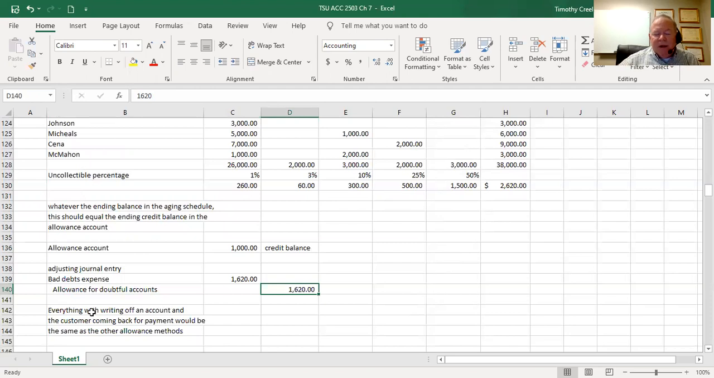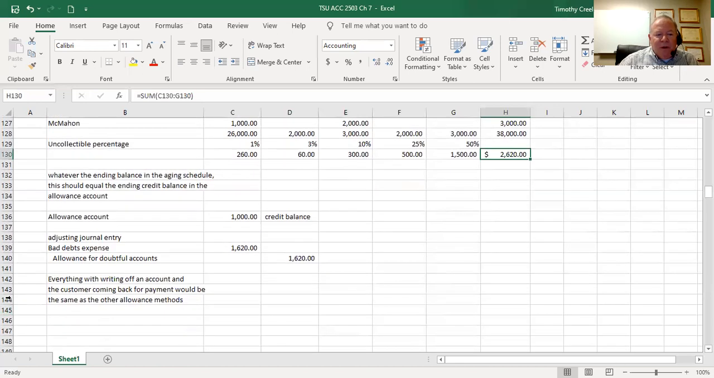And it's the same thing. If it had a debit balance, then it would be calculated differently as well. But just think of it as calculated the same way as the percentage of accounts receivable. Whatever you get for the total of the aging schedule, this should be the ending credit balance in the allowance account. And whatever balance is in there before this entry, your adjusting entry would be to make that equal the total uncollectible amount from the aging schedule, like you see here.